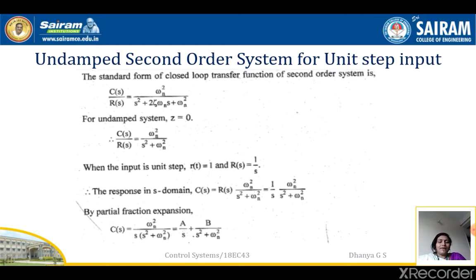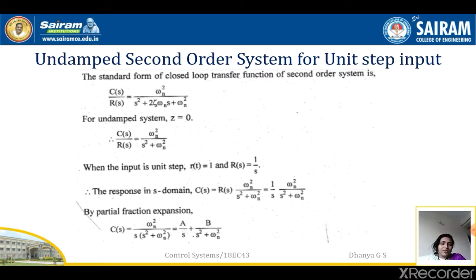So we know that the transfer function is very much important for a system. So in this we have to go through the transfer function of a second order system. The second order system transfer function is given by C of s by R of s is equal to omega n square divided by s square plus 2 zeta omega n s plus omega n square. And we know that for undamped system the zeta will be equal to 0. It is represented as z here. Z is equal to 0. Once we substitute zeta is equal to 0, you will get C of s by R of s as omega n square divided by s square plus omega n square.